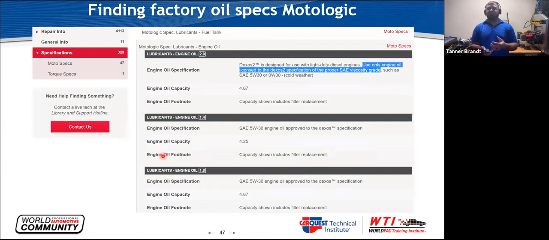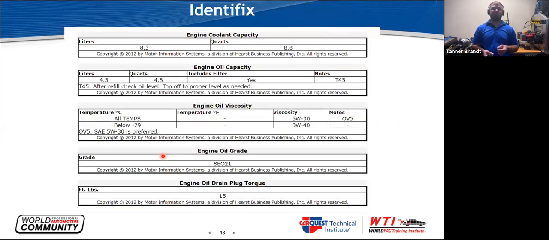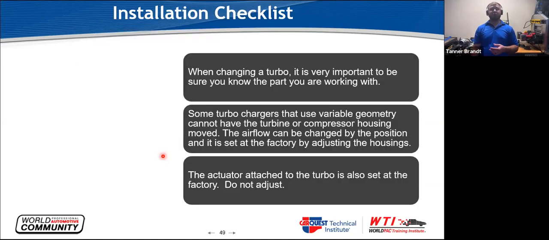The specs aren't hard to find. I just wanted to put a couple slides in of where the specs are. This is in MotoLogic. You can see it says licensed to the Dexos 2. That's what it's looking for, is a Dexos 2 spec. And in Identifix, it shows SEO 21. Then you take that SEO 21, and the easiest thing to do is Google it. When you Google it, it'll show you all the different manufacturers that meet spec SEO 21, or meets manufacturer spec SEO 21.